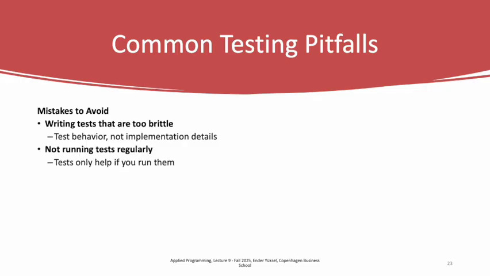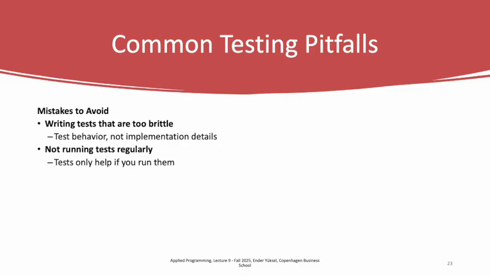Pitfall number 2. Not running tests regularly. Some developers write tests but rarely run them. They might run them manually once a week or only before major deployments. The problem: tests only catch bugs if you run them. If you write code all week and run tests on Friday, you have lost the benefit of immediate feedback. When tests fail, you have to figure out which of your 50 changes this week caused the problem.